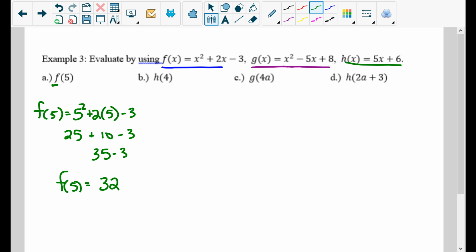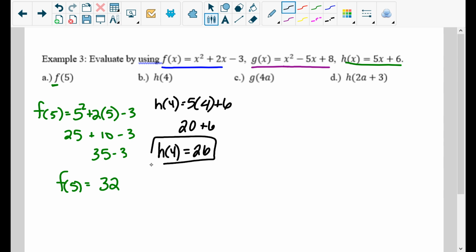Well, what about h of 4? The h function is 5x plus 6, so that means 5 times 4 plus 6. 5 times 4 is 20, plus 6 gives me 26. So h of 4 is equal to 26. We're just taking our value and plugging it in for x, whatever function is given to us. If we have a number, we should get a number answer out.